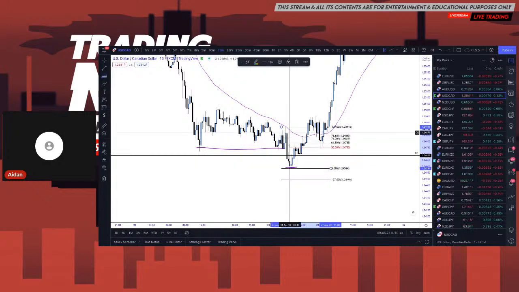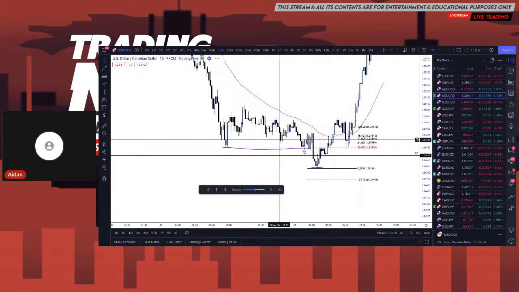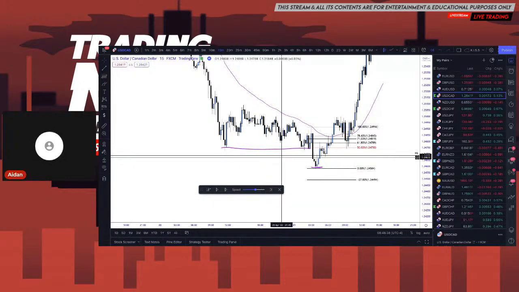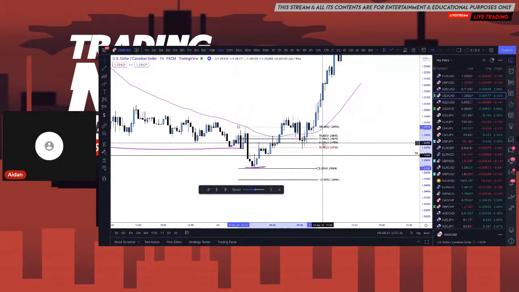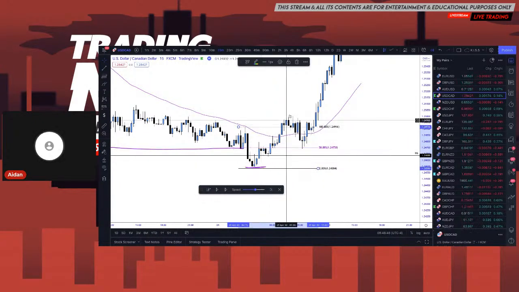Here's your volume. Let me use bar replay here, make this cleaner. Here's your down close. This wick is lower time frame selling, so sell to buy. We can use the 50% as our threshold for entry. 50% of the volume. We broke the structure.